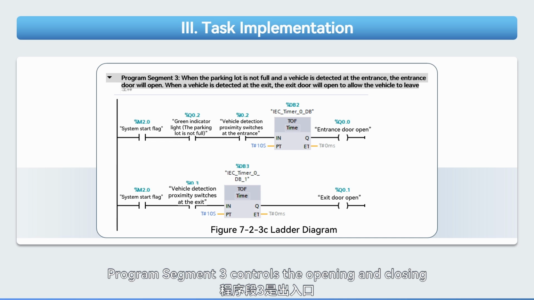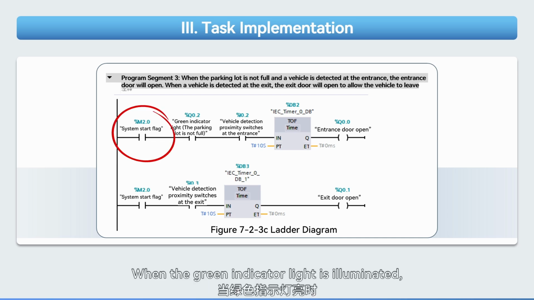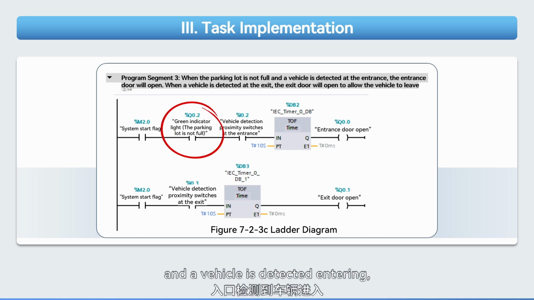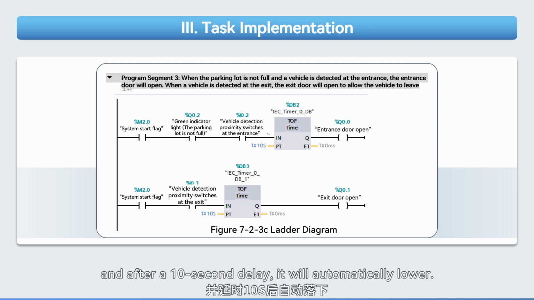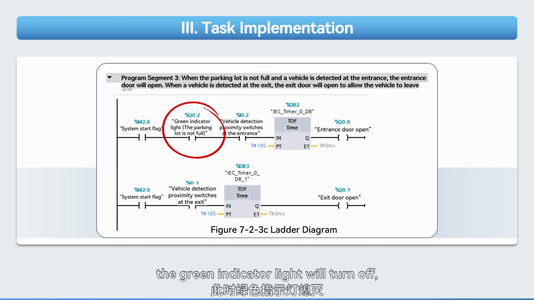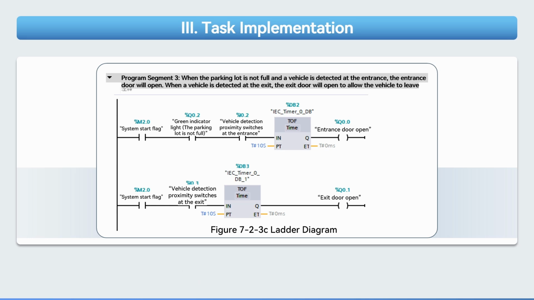Program Segment 3 controls the opening and closing of the entrance and exit barriers. When the green indicator light is illuminated, indicating the parking lot is not full, and a vehicle is detected entering, the entrance barrier will be raised, and after a 10-second delay, it will automatically lower. When the red indicator light is illuminated, indicating the parking lot is full, the green indicator light will turn off, preventing the entrance barrier from raising, even if vehicles are detected. When a vehicle is detected exiting, the exit barrier will raise, and after a 10-second delay, it will automatically lower.